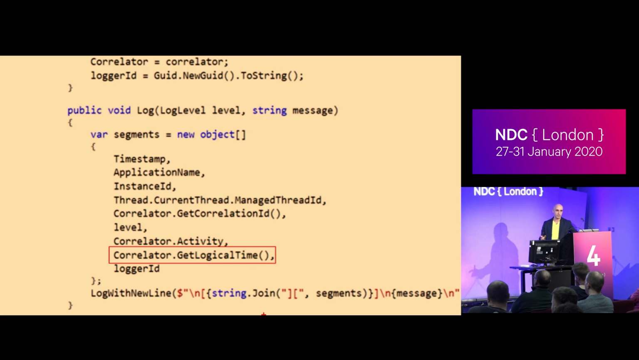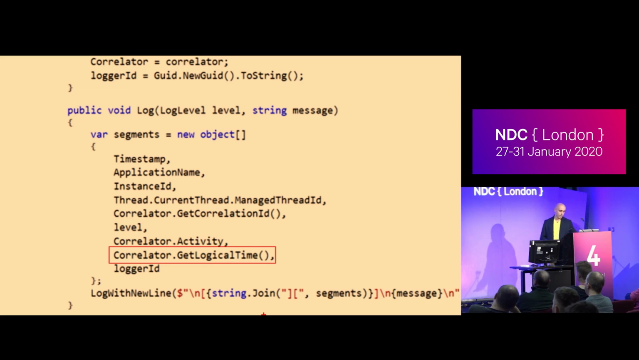So we do have some human-readable timestamp, like, hey, it was 2 p.m. London time. Application name, so you know where this is coming from. You do have some instance ID of your machine. Thread, either managed thread or Windows thread ID, whatever else. Correlation ID, obviously, because we need to know for which workflow this message was logged. Level for info, error or whatever. Activity, so it's easier to read. And the logical time, so the Lamport timestamp. Logger ID, if you have multiple loggers in your framework, can also be useful. And obviously, at the very end, we just need to also log the message for the system.